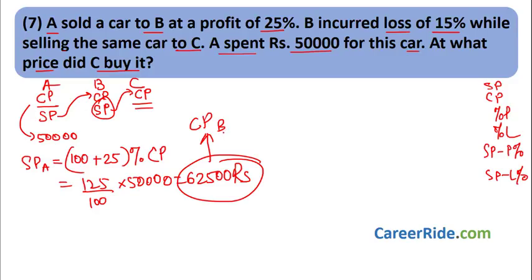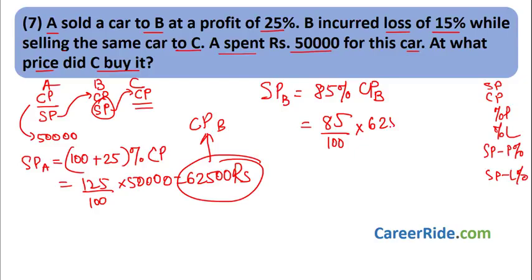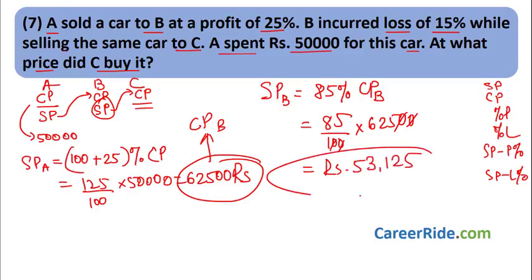Now let us see what they have given. B incurs a loss of 15% while selling the same car to C. That means B sells the car to C at what price? Selling price of B is nothing but, since B incurs a loss, it would be 100 minus 15%, that would be 85% of the cost price for B. At what price did B buy it? It is simply 62,500. And the answer to this would be rupees 53,125.